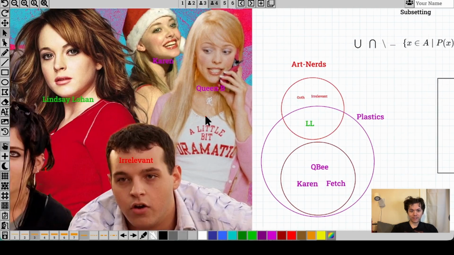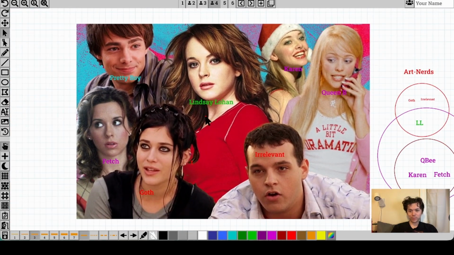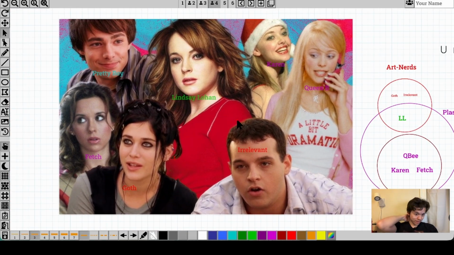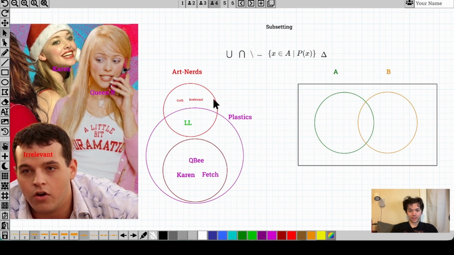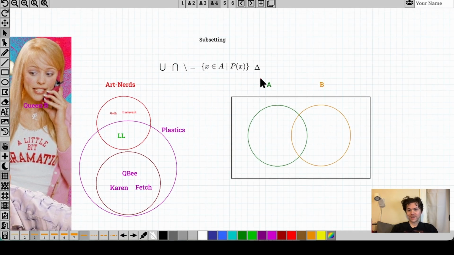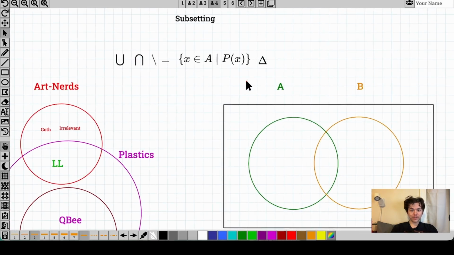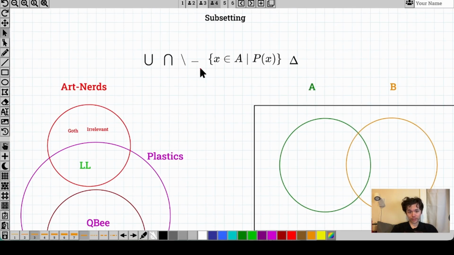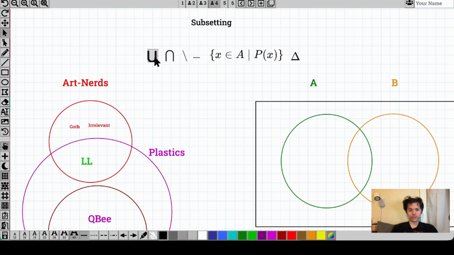I just spent a couple of minutes copying down all the information you need to know. Pretty Boy's not actually in any of these. And so there's Goth, Irrelevant, Lindsay Lohan in the Art Nerds, Plastics. You've just heard this. And then I copy down the one diagram you have to show at the beginning of any set theory. And so now we're going to talk about the subsetting relationship, or it's not only subsets, unions and intersections give you these relations of sets.